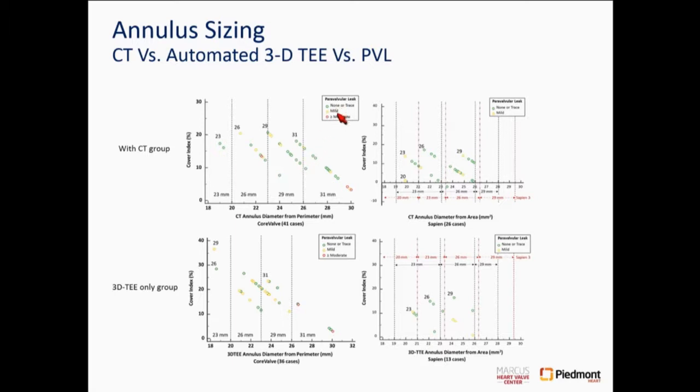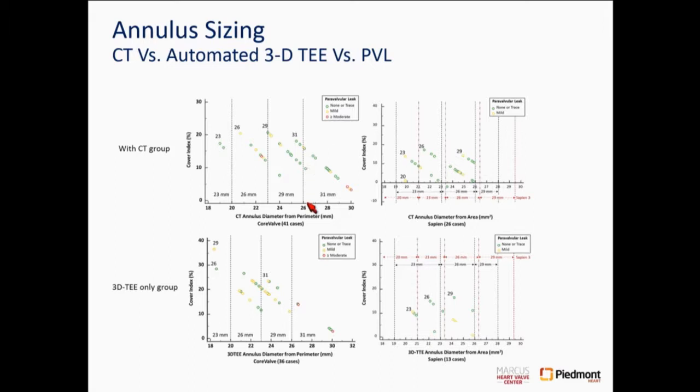We looked at PVL, immediate post-procedural PVL. This is none, this is mild, and this is greater than mild, or moderate and severe PVL. As you can see, the vast majority of them with correct prediction had either mild or no or trace PVL. There was only one patient here, and we'll come to this in a minute, where the CT said we would use a 26 valve, and we used a 26 valve, and yet there was moderate PVL. In the 31 group, there were 2 patients where CT predicted a 31 valve, and yet they ended up with greater than moderate PVL.